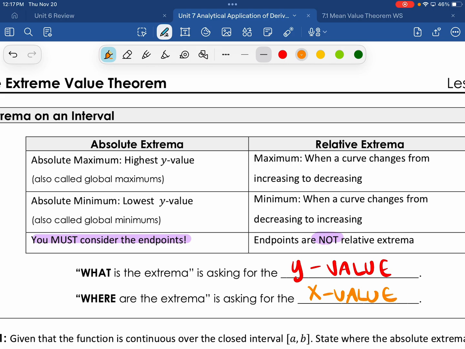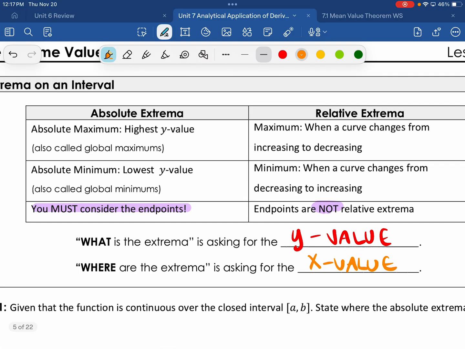And when in doubt, if you know both x and y, just put them both. They won't count it wrong for putting both of your answers. But what is the extrema is what it is. It's how high or how low it is. So that's going to be determined by the y. And then where it is, we describe where something is with like it's at x equals some value.